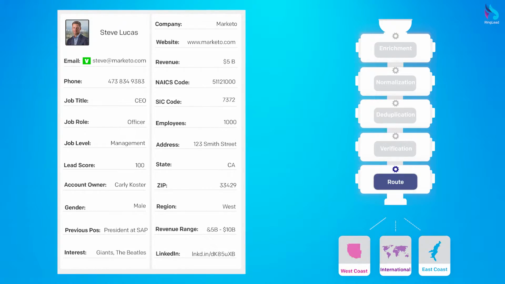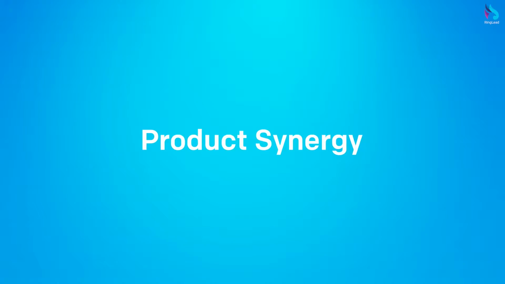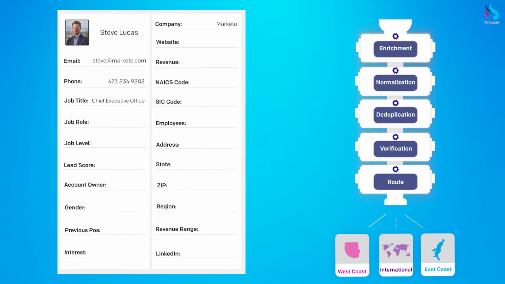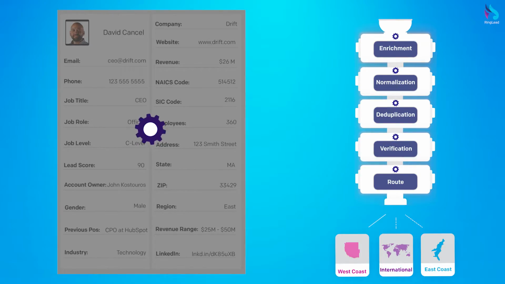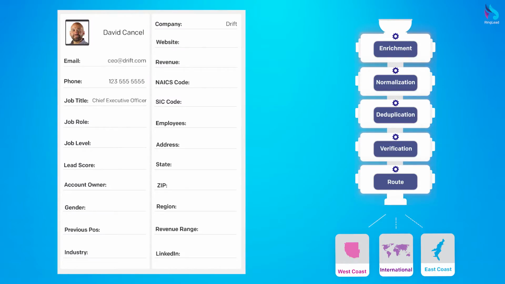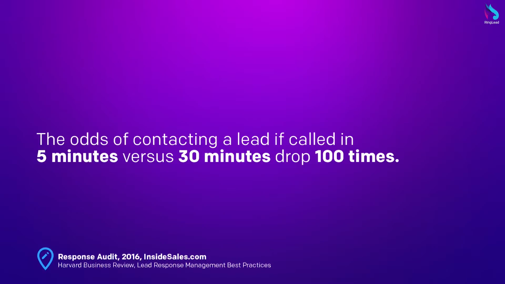And then the lead will be routed and assigned to a sales rep using the routing workflow that we just set up. This whole process is what we refer to as product synergy, where all of your data operations processes operate in one automated bulletproof platform that ensures your routing occurs efficiently and without delay. The end result is huge for effective sales and marketing, considering that studies show that the odds of contacting a lead if called in 5 minutes versus 30 minutes drops 100 times.